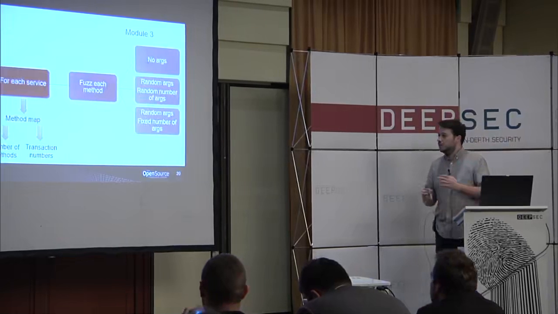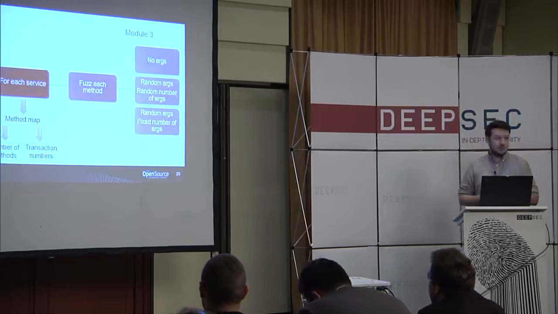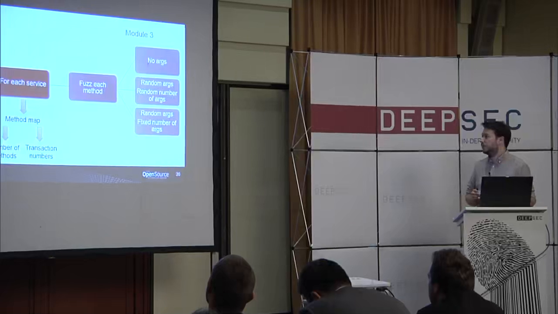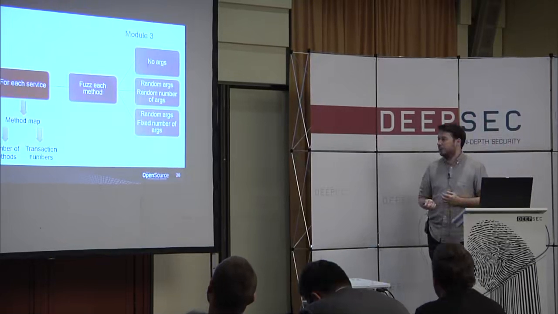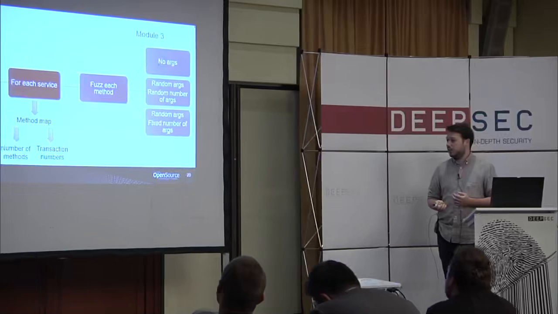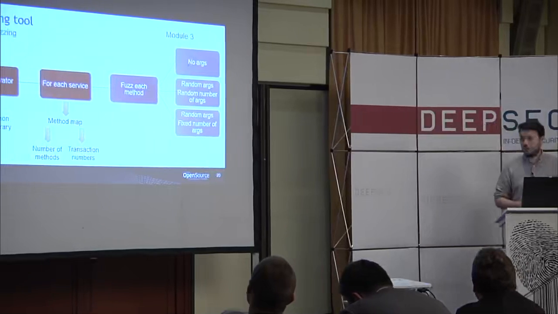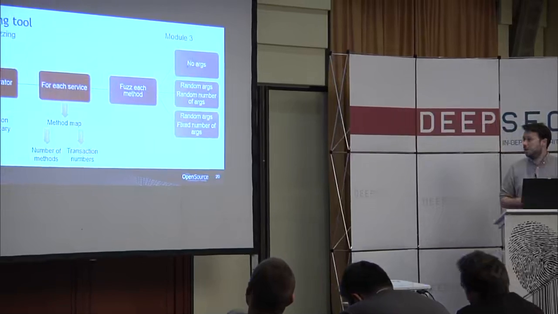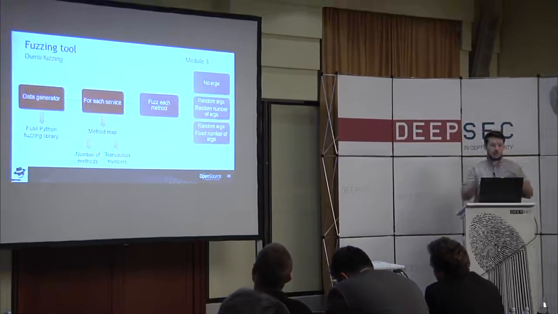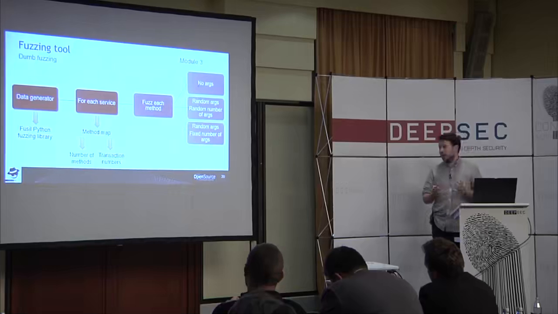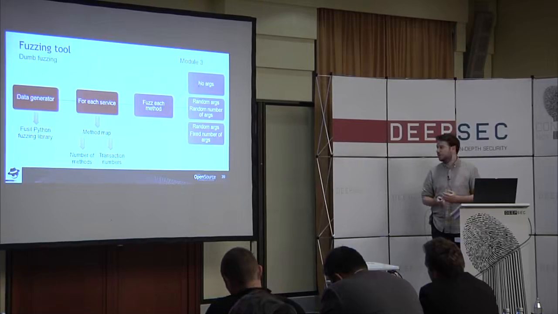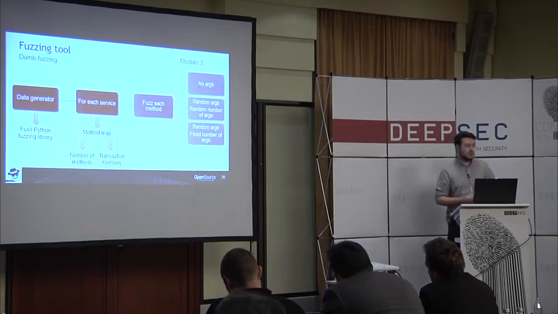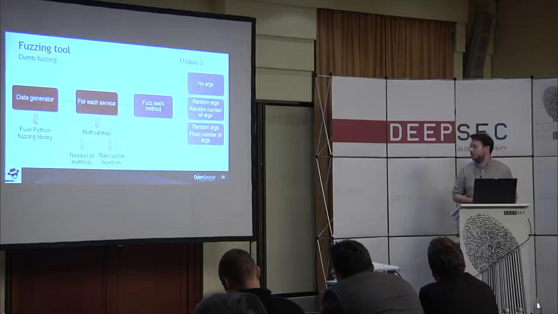So this would be the workflow for the dumb fuzzing approach. For the data generator, the tool is written in Python. I've used the Fuzzing Python fuzzing library, which is an open source fuzzing library, very useful. And then for each service, you get a method map where you'll have the number of methods and the transaction numbers for each of those methods. And then you proceed to fuzzing each of those functions.